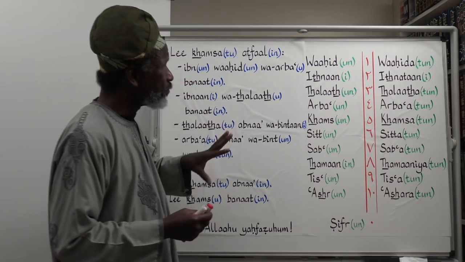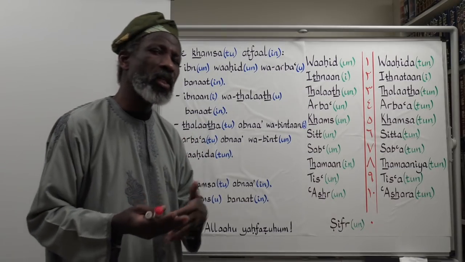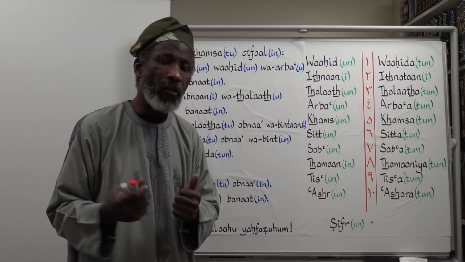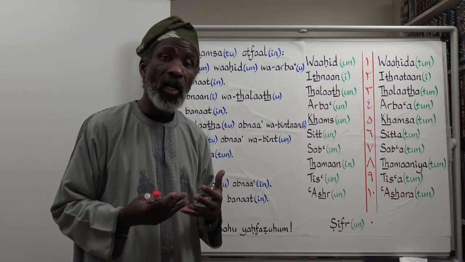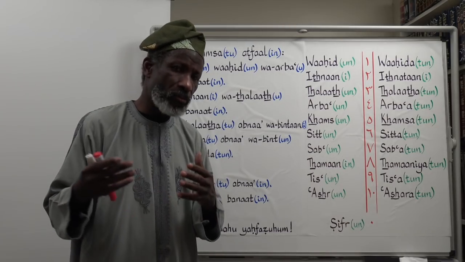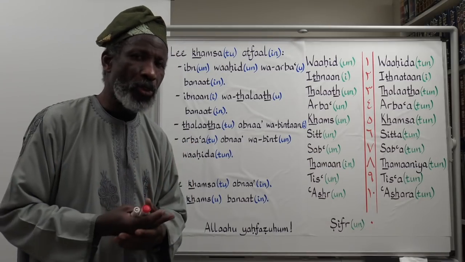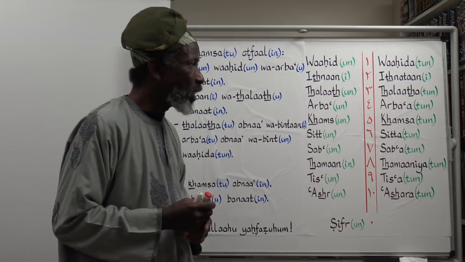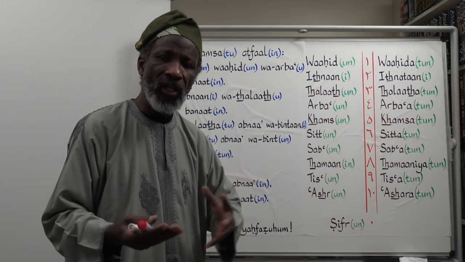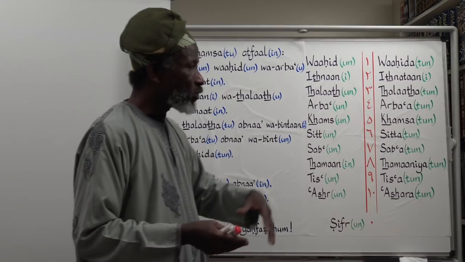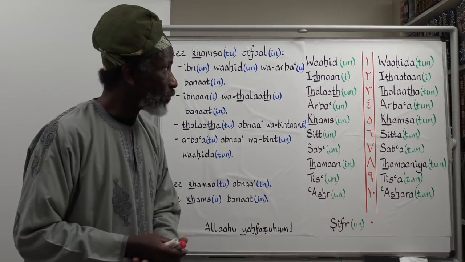So apart from some embedded grammar here, which you don't need to concern yourself with at the moment, time will come when I go serious on grammar, when I start doing the other series, like a Gateway to Arabic book 3, 4, 5, 6, 7, and so on. You're going to be indulging in grammar there. But here, I just want you to learn things in a very easy way. So just know your numbers from 0 to 10 for now.